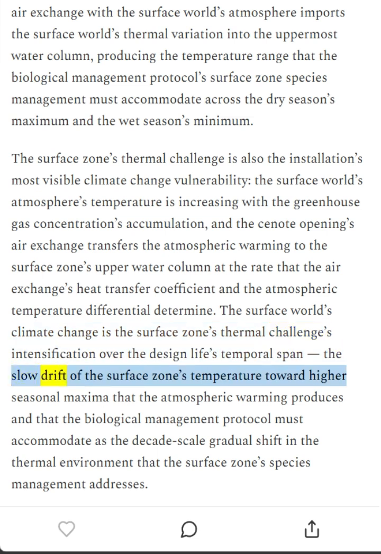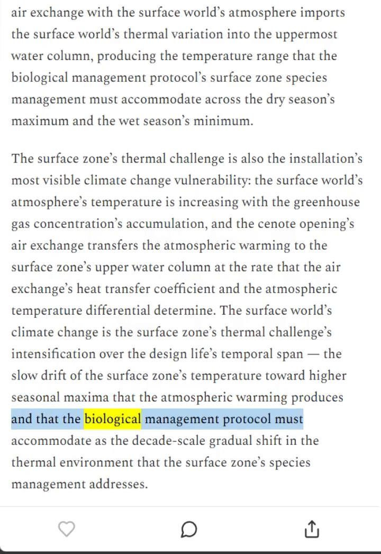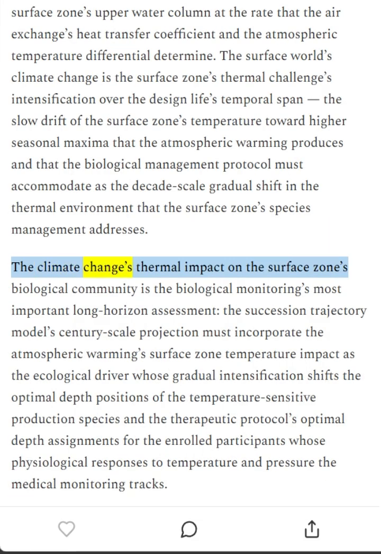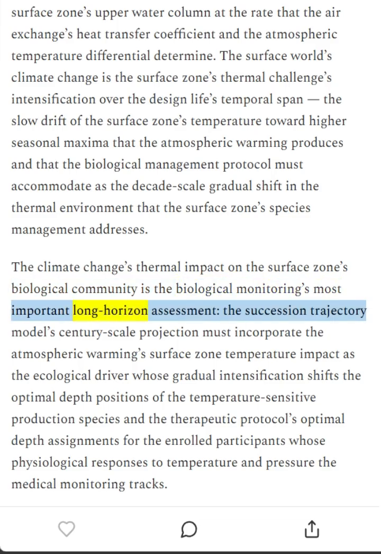The slow drift of the surface zone's temperature toward higher seasonal maxima that the atmospheric warming produces and that the biological management protocol must accommodate as the decade-scale gradual shift in the thermal environment that the surface zone's species management addresses. The climate change's thermal impact on the surface zone's biological community is the biological monitoring's most important long-horizon assessment.